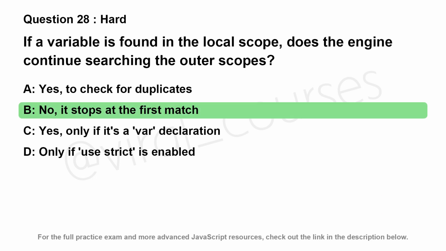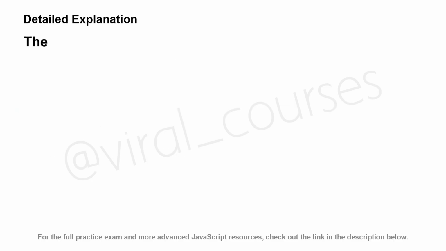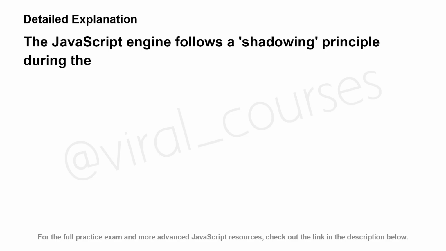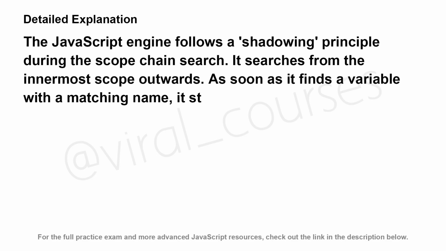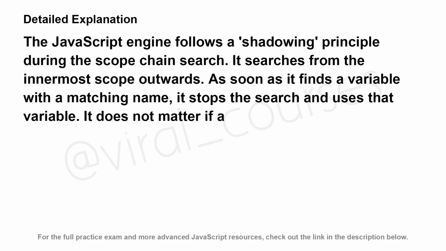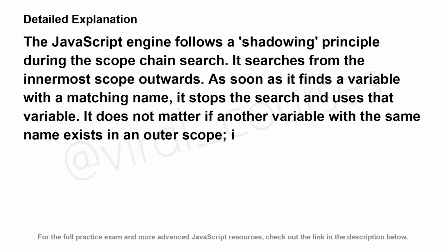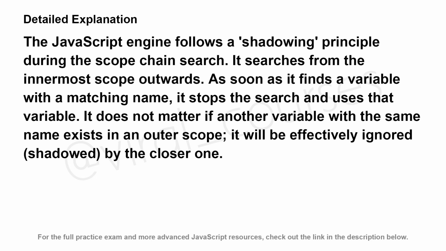The correct answer is B. The JavaScript engine follows a shadowing principle during the scope chain search. It searches from the innermost scope outwards. As soon as it finds a variable with a matching name, it stops the search and uses that variable. It does not matter if another variable with the same name exists in an outer scope. It will be effectively ignored, shadowed, by the closer one.